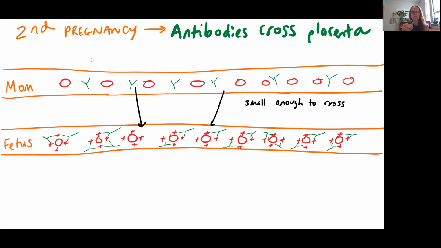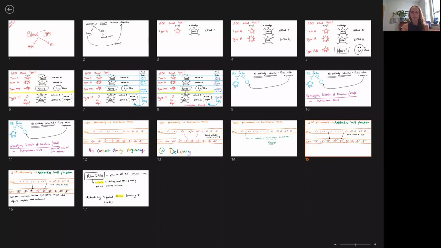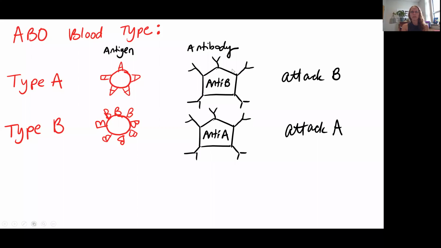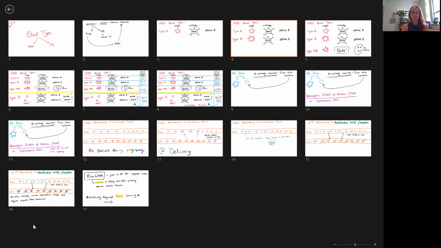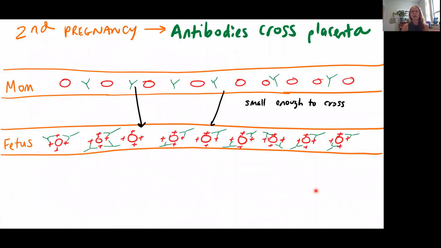These antibodies are really small. Remember when I drew the anti-A and anti-B antibodies? These are fairly large structures. Let me make sure the pointer is on here so you can really see how big this is. When we're talking about those anti-Rh positive antibodies, it's just like that one Y shape, so significantly smaller. This small size of antibody will actually cross the placenta. So it will move from the maternal capillary into the fetal capillary.